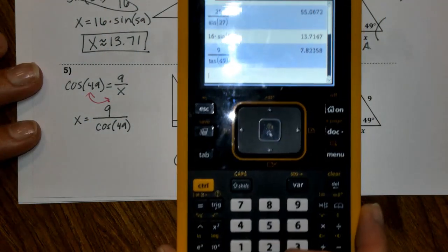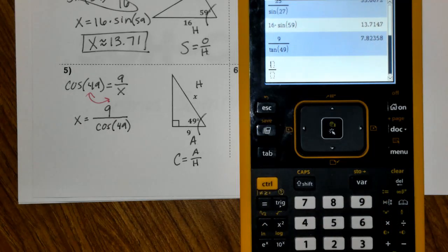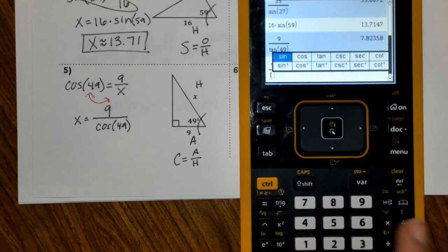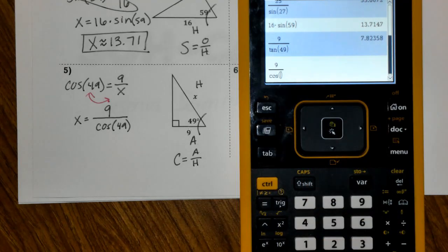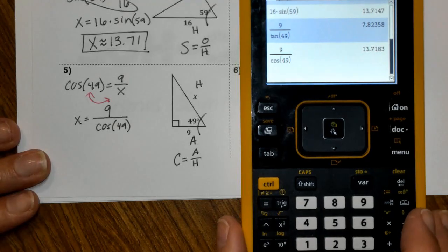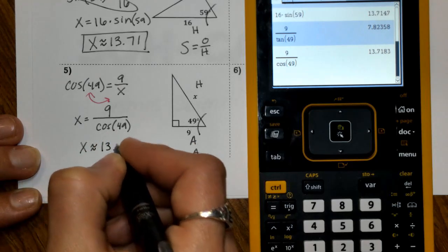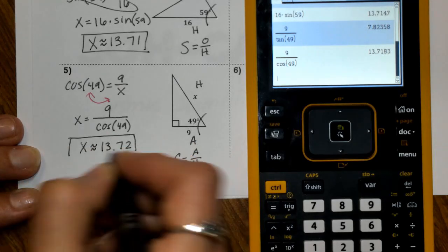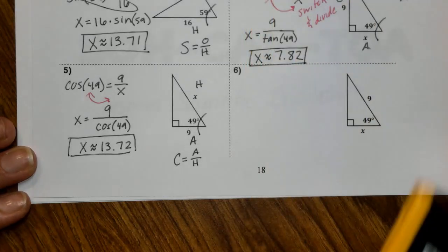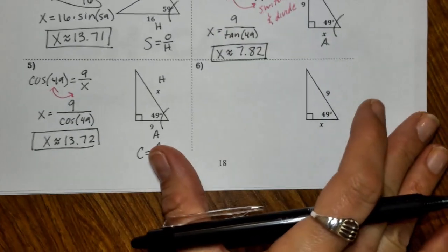Again, showing you with the calculator. I'm going to do my control divide fraction function, 9 in the top. Going to press that trig button, scroll over to cosine, press enter, and then type in the 49, enter. And we have 13.72 with our rounded to the nearest hundredth. So x is approximately 13 and 72 hundredths. I'm going to go ahead and not worry about the phone this time.